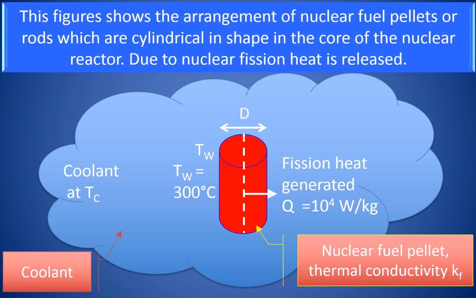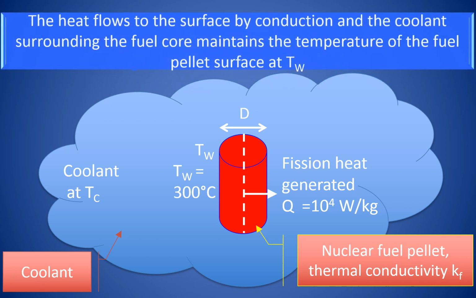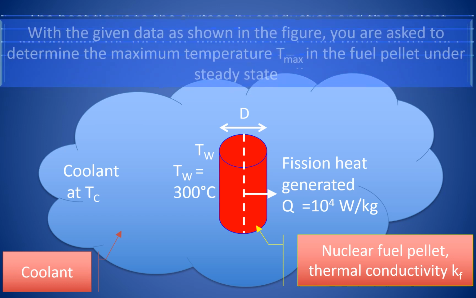This figure shows the arrangement of nuclear fuel pellets or rods, which are cylindrical in shape, in the core of the nuclear reactor. Due to nuclear fission, heat is released. Since the fission energy is generated within the core, which consists of several fuel pellets, the temperature is maximum at the center. The heat flows to the surface by conduction, and the coolant surrounding the fuel core maintains the temperature of the fuel pellet surface at Tw.